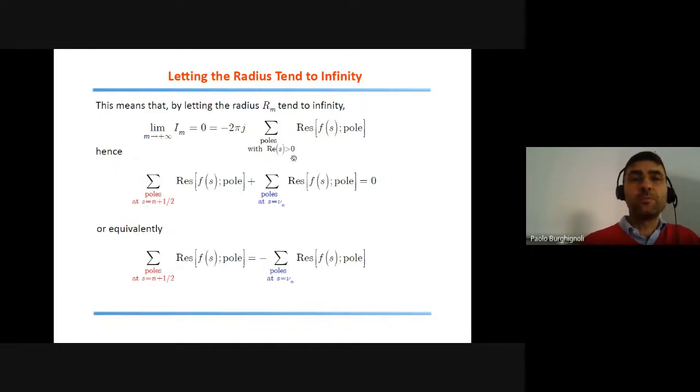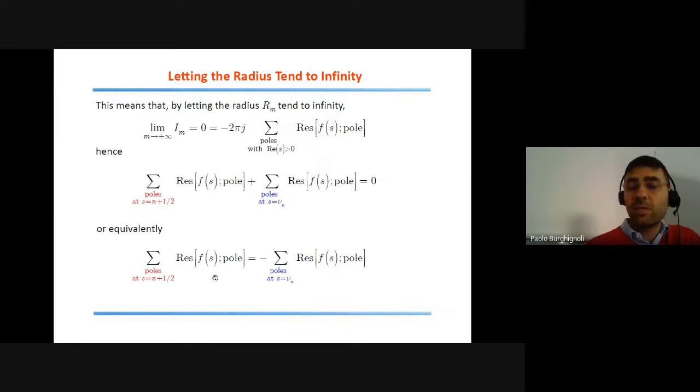But those poles belong to two families: the red ones, which are the poles on the real axis, and the blue ones, the poles in the first quadrant outside the real axis. The sum of their contributions must be equal to 0. So in other terms, the sum of the red poles on the left-hand side of the bottom equation should be equal and opposite to the sum of the residue contributions at the other poles, the blue ones.